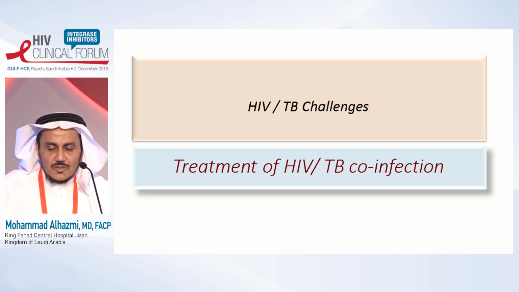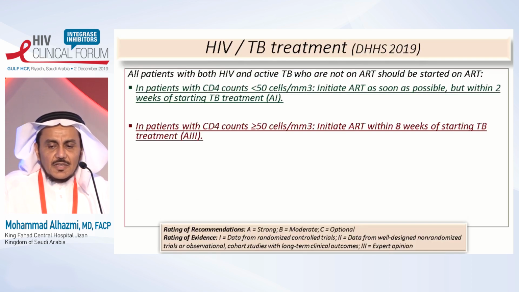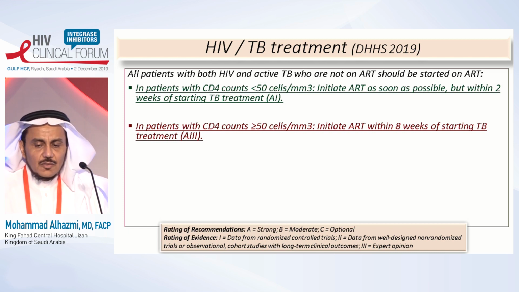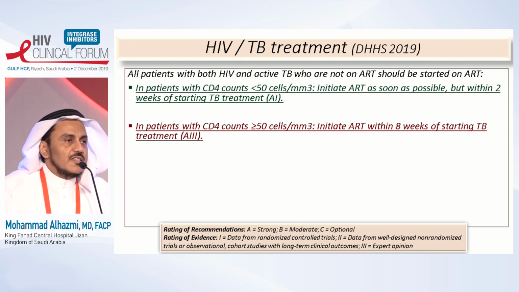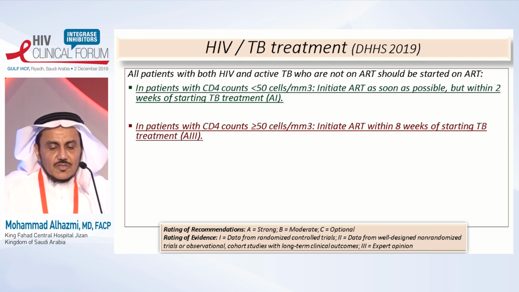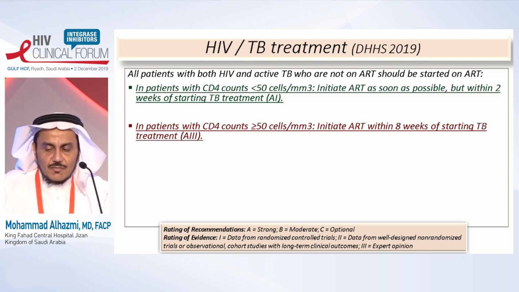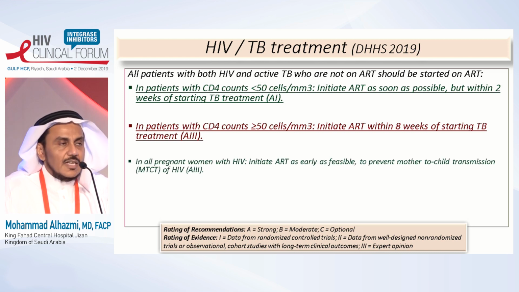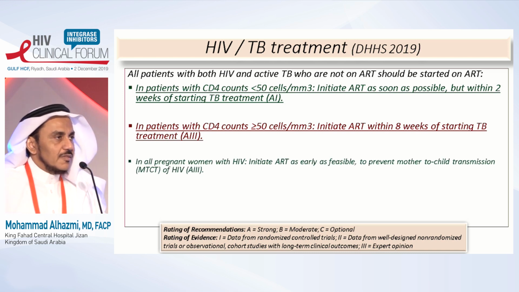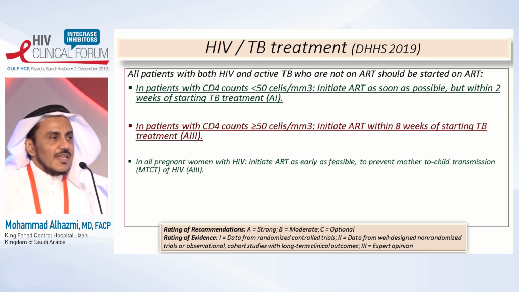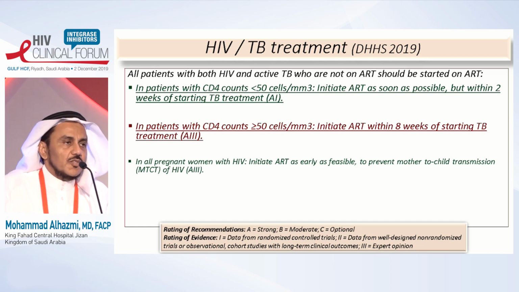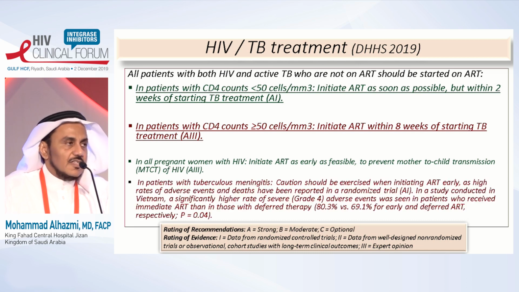So what about the treatment of the co-infection? The DHHS guidelines stated that if the infection is there, then you have to assess the CD4 count, and obviously if the CD4 count is low, you will start the treatment of antiretroviral within 2 weeks. If the CD4 count is more than 50, you will delay them for up to 8 weeks. And if you are dealing with a pregnant woman, you start as early as possible. And if you are dealing with a CNS infection that we tend to see, that's a really big problem, because even if you start 8 weeks later or so, the mortality rate is still high.